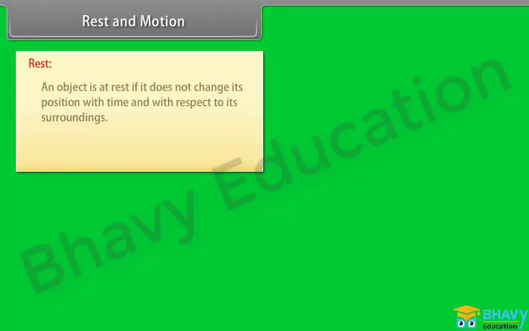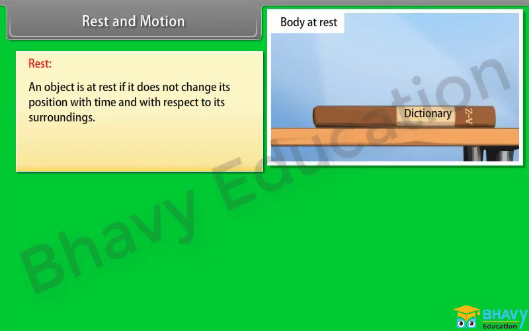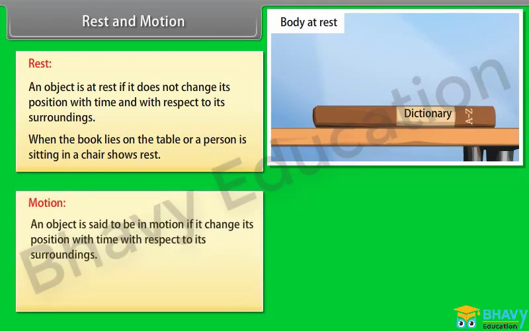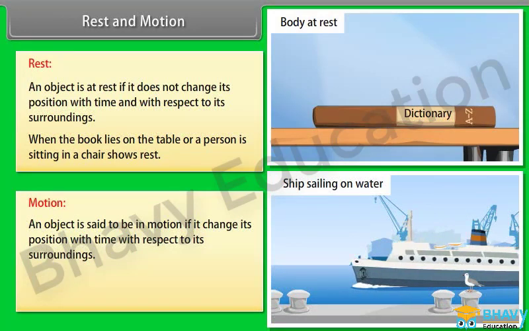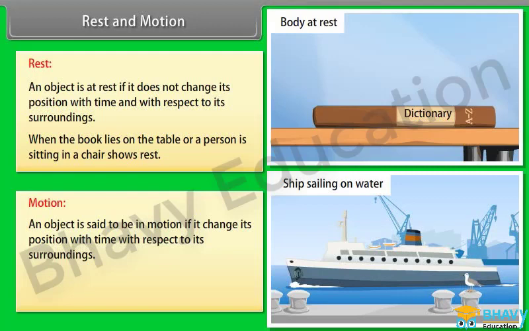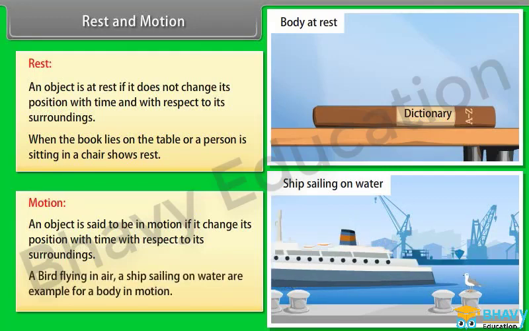Rest and motion. Rest. An object is said to be at rest if it does not change its position with time and with respect to its surroundings. When the book lies on the table or a person sits in a chair, they show rest. Motion. An object is said to be in motion if it changes its position with time with respect to its surroundings. A bird flying in air, a ship sailing on water are examples for a body in motion.